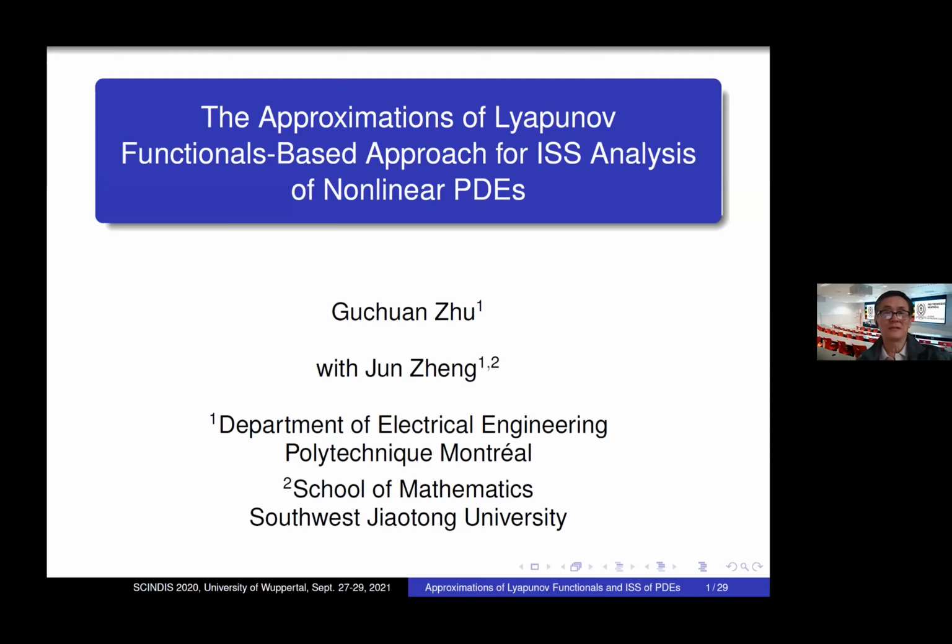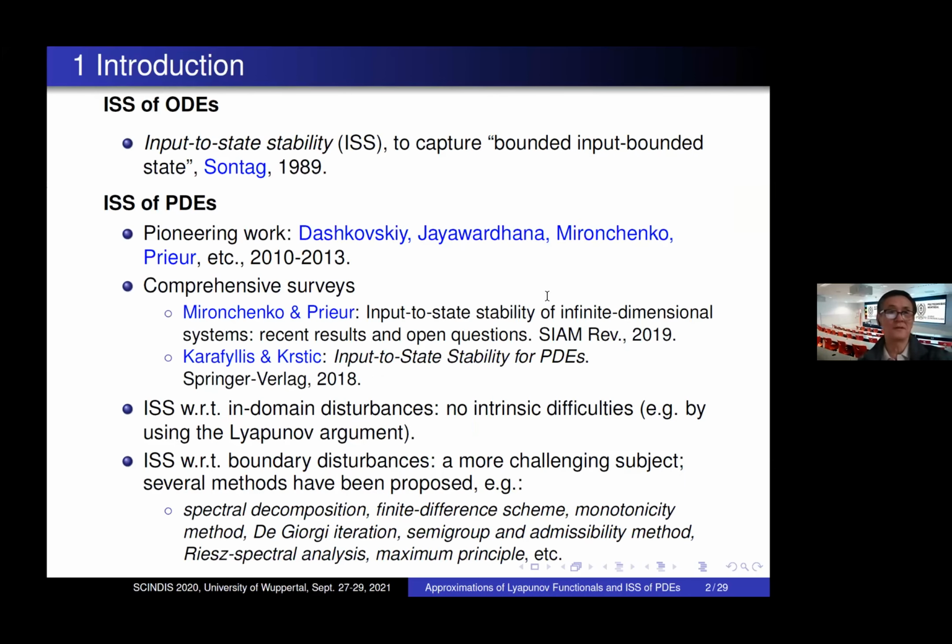Okay, voila. So today I will talk about ISS analysis, and this is joint work with Junzhen from Southwest Georgetown University, and he is now in Montreal. The topic of ISS has been discussed several times in this workshop, either in panel talks or in the interactive sessions. So you must already be familiar with its history and all these notions.